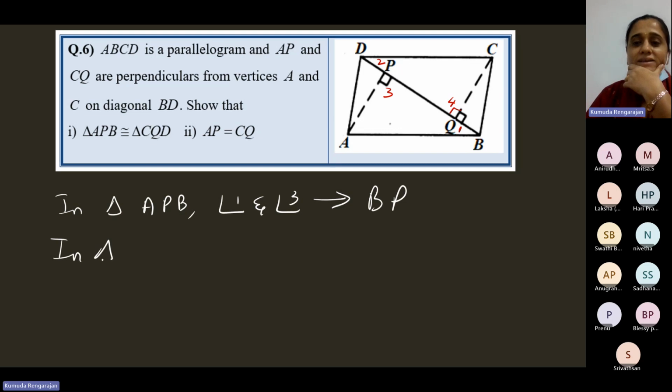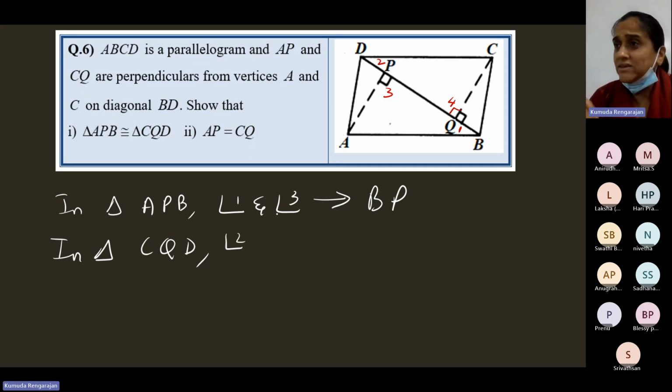And in triangle CQD, we have mentioned angle 2, and I'm not saying angle 1 is equal to angle 3. We're using the two angles of the triangle to find the included side. And in the second triangle CQD, we have mentioned angle 2 and angle 4. So which is the side included by these two angles?